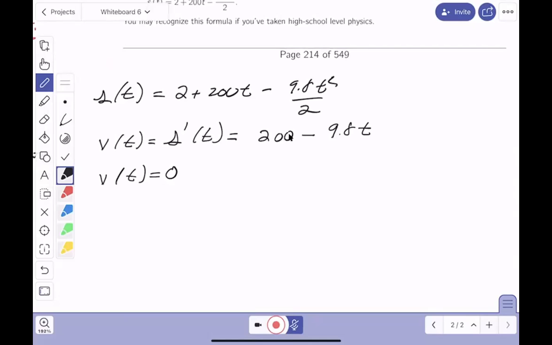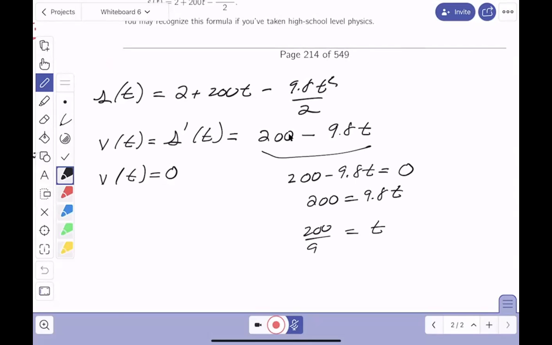The velocity is 0 when this thing becomes 0. Let's write this over here. 200 minus 9.8 t equals 0. All right, so what's the t going to be? Let's write this down. 200 equals 9.8 t. So t would equal 200 over 9.8.